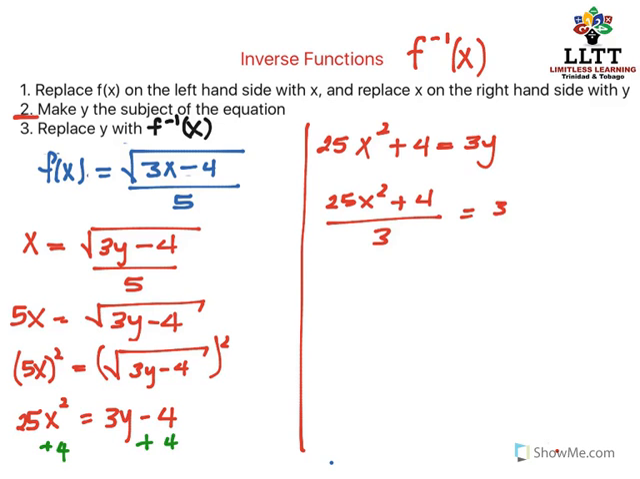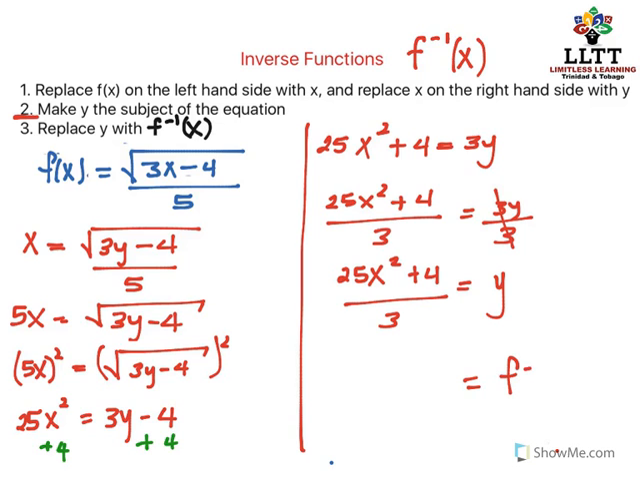So that is 25x squared plus 4, all divided by 3, is equal to 3y divided by 3, and my 3's cancel. So what I'm left with is y is equal to 25x squared plus 4 divided by 3. So I've effectively made y the subject of my equation, and then my last step is to replace y with f inverse of x. So I get f inverse of x is equal to 25x squared plus 4 divided by 3.